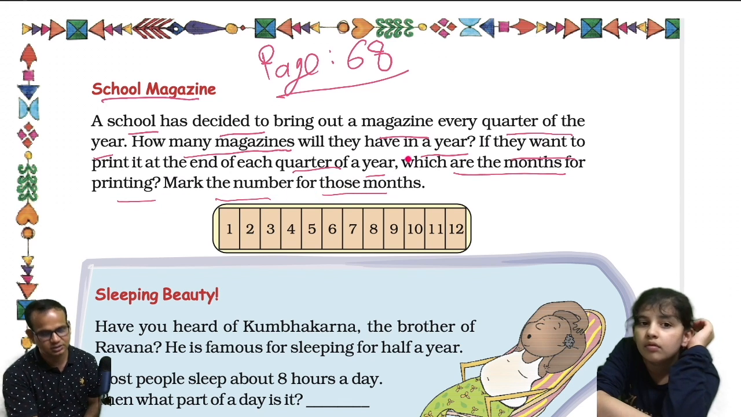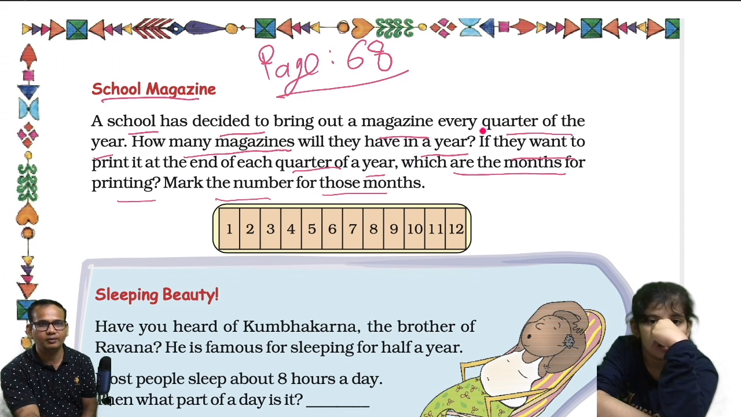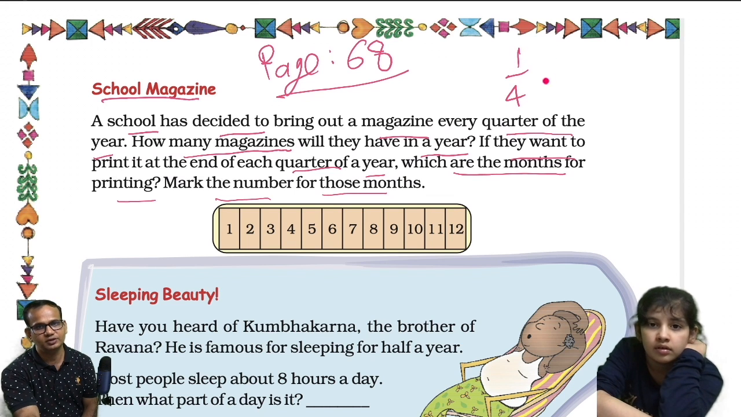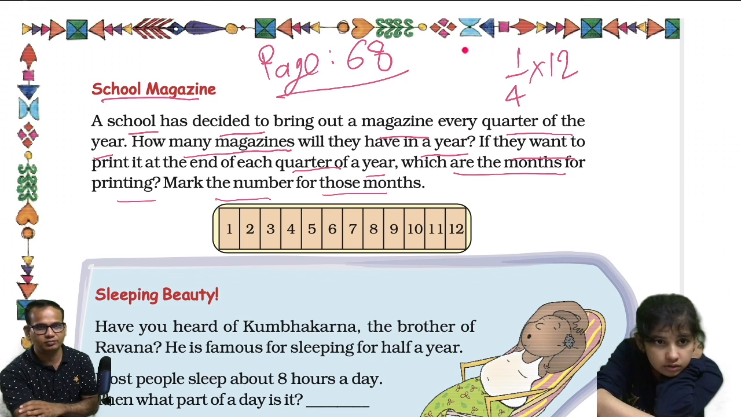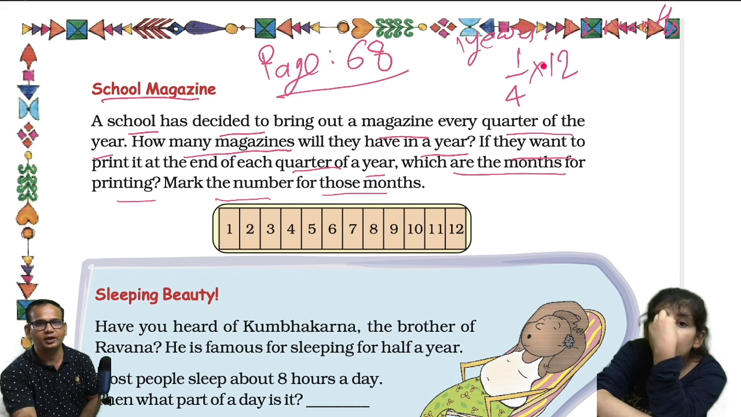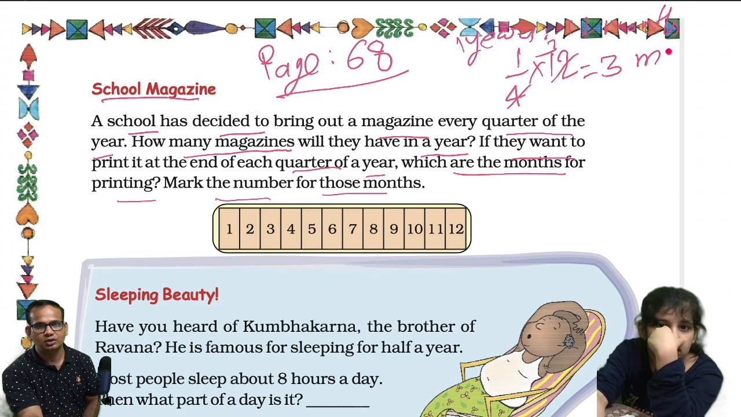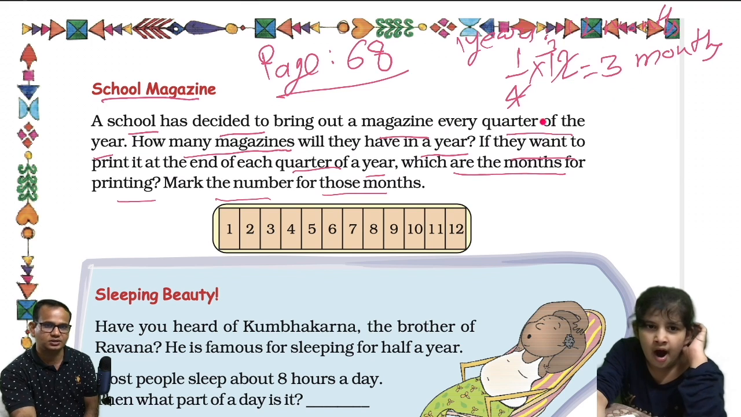So let's read it again. The school has decided to bring out a magazine every quarter of the year. Every quarter means 1/4 of 12 months. In a year, we have 12 months, that you must be knowing, Havisha. So 1/4 of 12 is 3, as 4 threes are 12. So every quarter means every 3 months.